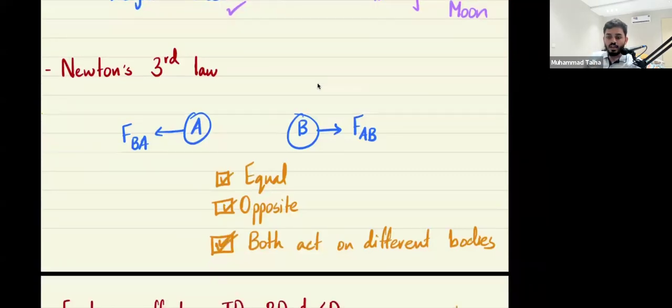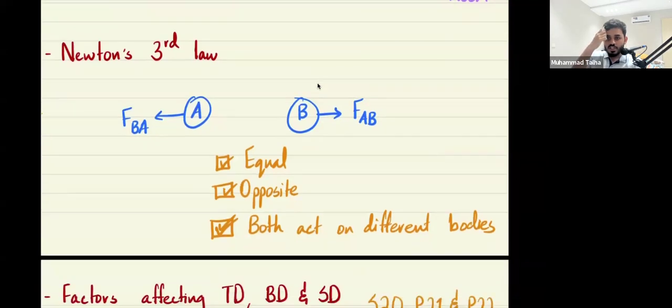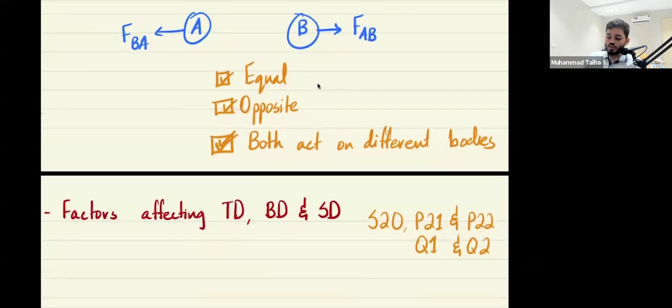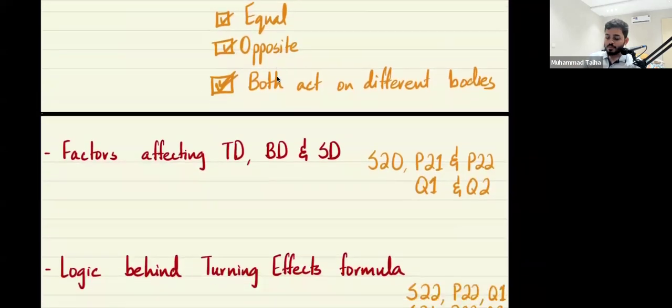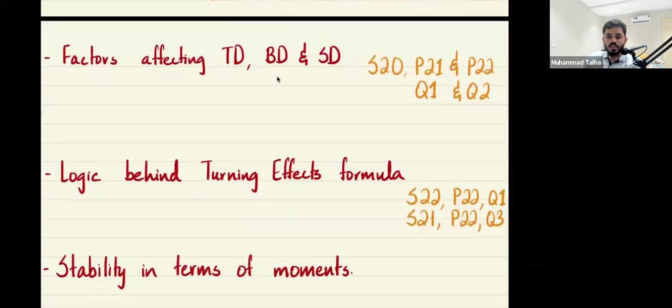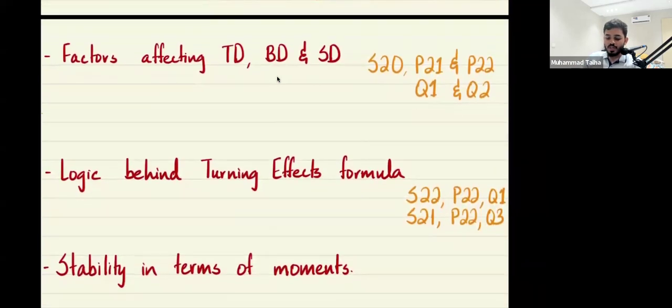So you can't write every action has an equal and opposite reaction. Instead, what you want to say is that if A exerts a force F on B, B exerts an equal and opposite force on A. So this improves on that definition, and this also talks about what objects these forces act on.